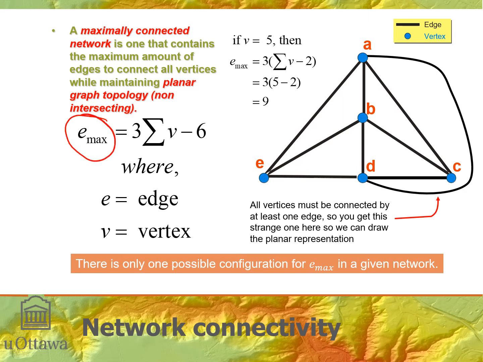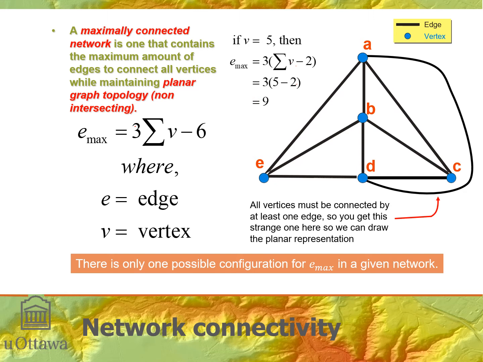And the equation for the maximal number of edges is 3 times the number of vertices minus 6. So for this particular network, all you have to know is the number of vertices to get the theoretical maximum number of edges, or maximally connected network. So if we have 5 vertices, we say 3 times 5, minus 6, which factors as 3 times (5 minus 2). And we get 3 times 3, which is equal to 9. So with 9 edges, that's the most number of edges you can have in this network while maintaining planar graph topology.